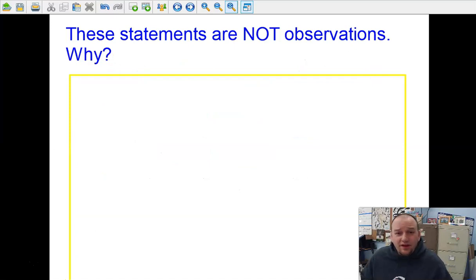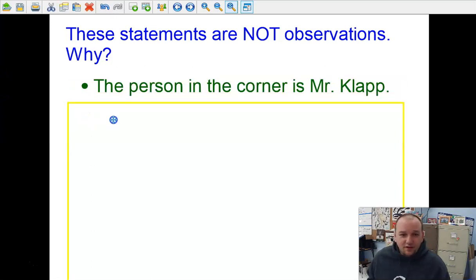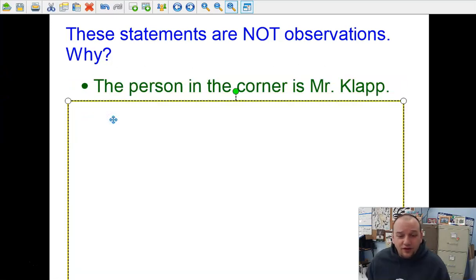Some statements we think are observations really aren't, and we need to be careful about this. So here are a couple of examples. First of all, the person in the corner is Mr. Clapp. Well, you've been told that my name is Mr. Clapp, but I could be lying to you the whole time. You just simply can't perceive that I am Mr. Clapp by looking at me. It's a pretty good guess, but you can't prove it by looking at it. It's not like I'm wearing a gray hoodie. That's something you can see. You can't see me being Mr. Clapp.